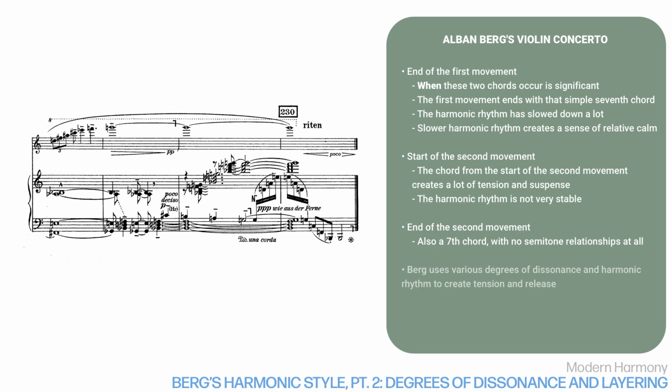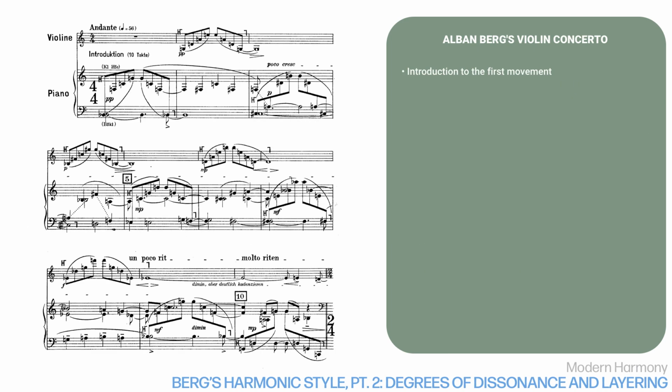The point of all this is that Berg uses various degrees of dissonance and harmonic rhythm to create tension and release. Let's look at some examples in more detail. The introduction to the first movement has a relatively simple texture, alternating clarinet and solo violin for the arpeggios in the main line. These arpeggios alternate between perfect fifth arpeggios and arpeggios based on the whole tone scale.